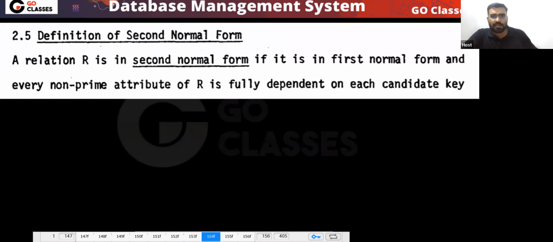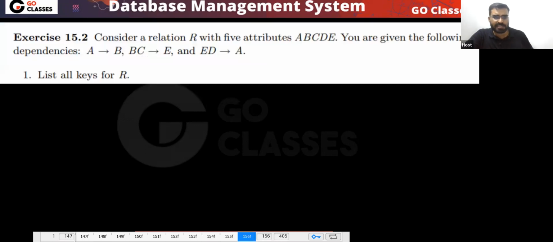Basically, now, wait, Nikhil, Ekta, wait for that. Okay. So now let's see. A relation is in second normal form if it is in first normal form, but it will always happen in the relational model. So I can say that every non-prime attribute is fully dependent on every candidate key. Okay. So let's start with the example.